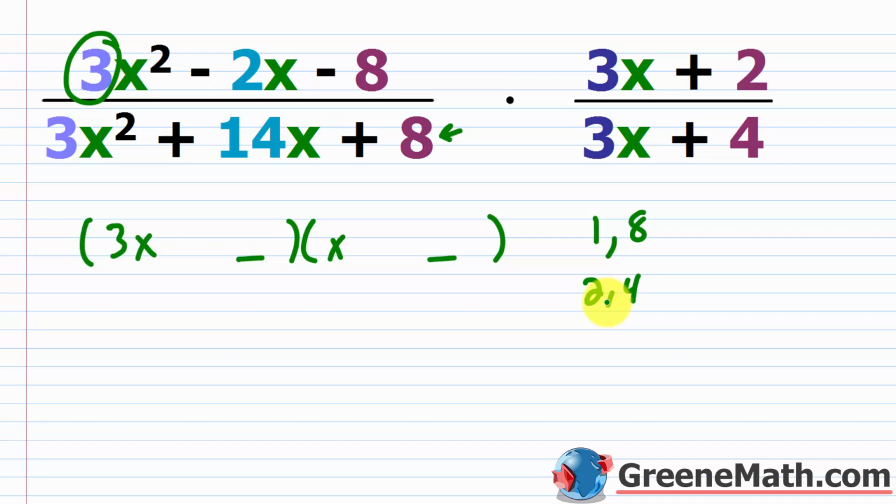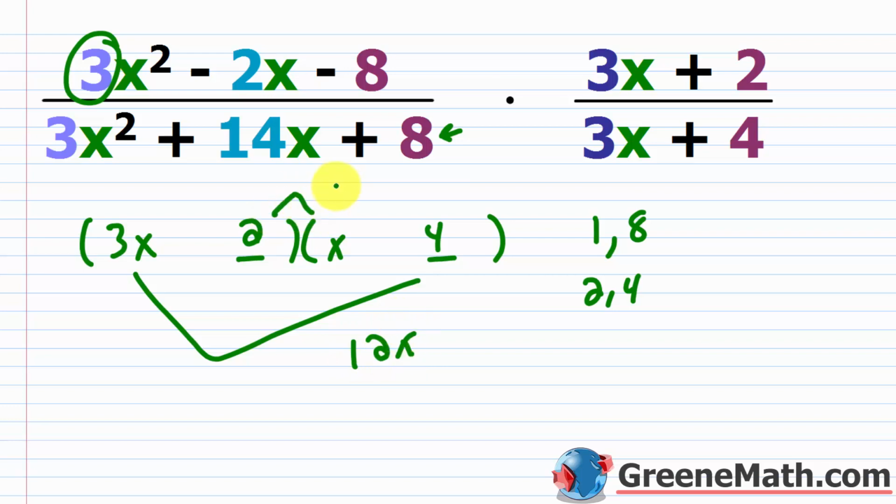But with 2 and 4, if you think about it, let's say you put a 4 here and a 2 here. Well, the outer would be 12x and the inner would be 2x. And don't worry about the signs just yet. This is not going to work, right? 12x and 2x, no matter how you play with the signs, that's not going to work. So let's think about the other configuration.